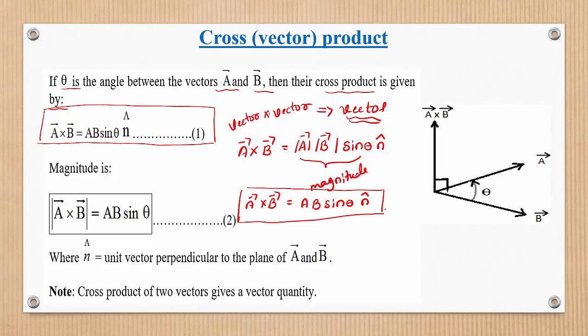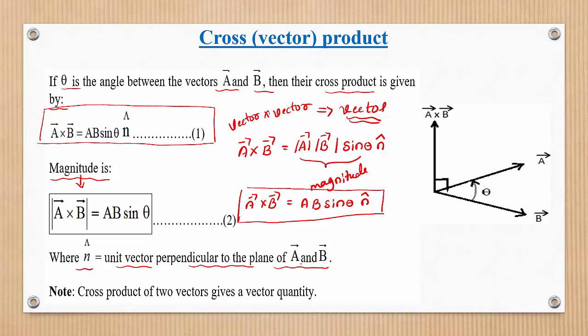If you want only magnitude, no direction, then we can write equation 2 here. Magnitude of vector A cross vector B is equal to AB sine theta. It is not necessary to write n cap. Whenever you write n cap, that shows direction. If you want only magnitude, then you can neglect n cap, where n cap is a unit vector. This unit vector is perpendicular to the plane of vector A and vector B. I will explain how the unit vector is perpendicular to the plane.